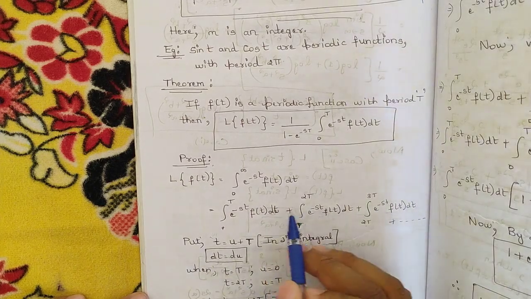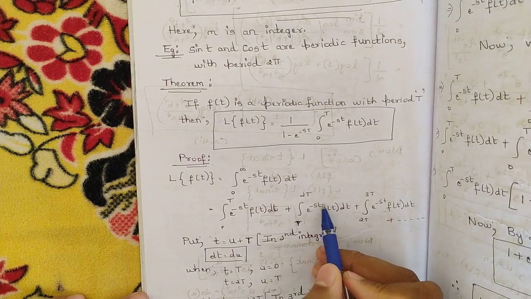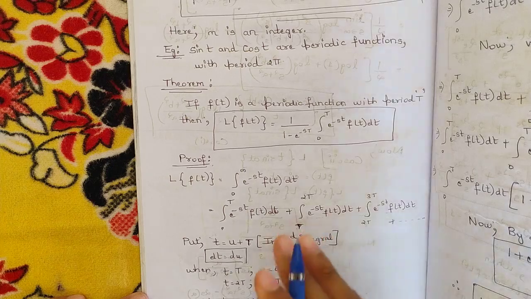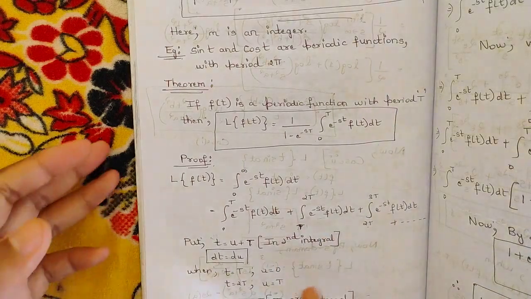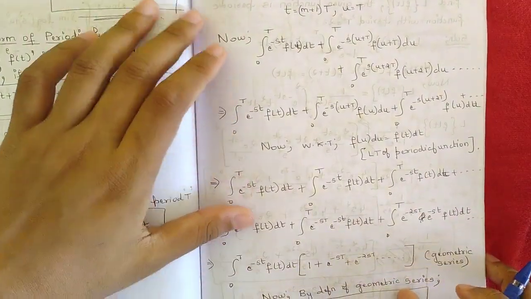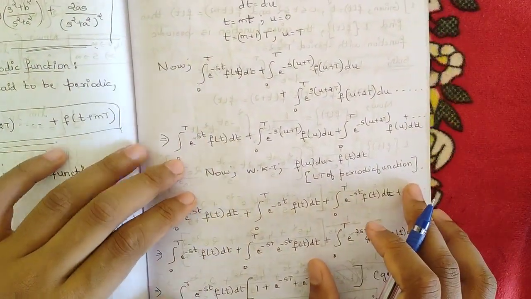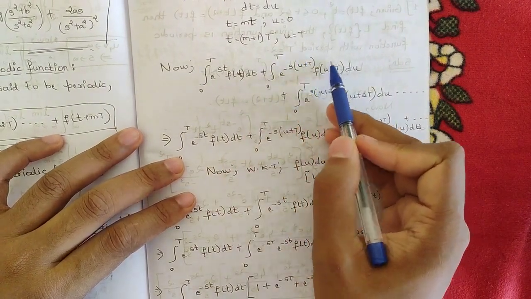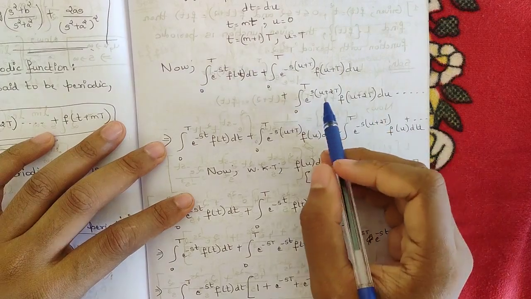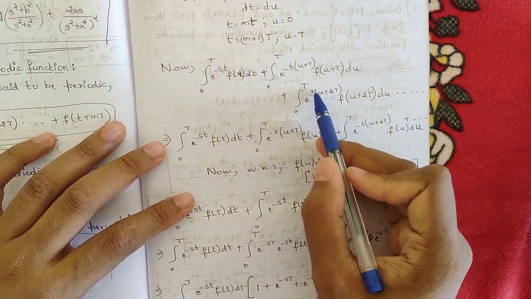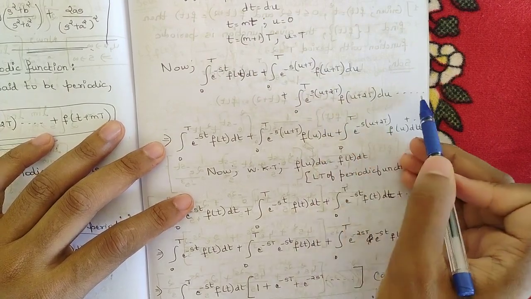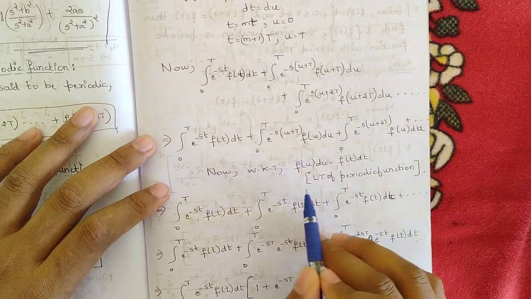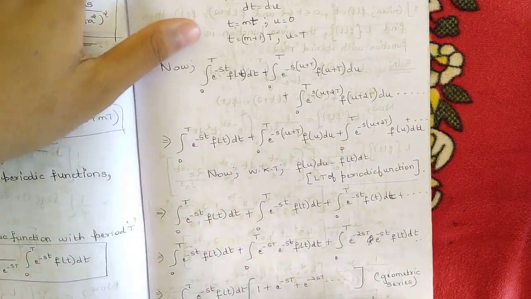That is, in order to represent in the u domain, in place of t you should be putting u plus T. For the next integral you should be putting u plus 2T, next u plus 3T, and so on. Okay, so do those changes here according to the question. See here, in the second integral, in place of t I have written u plus T, f of u plus T du. Here also e to the power minus s (u plus 2T), f of u plus 2T du, and it goes on. Now we know that f of u du is equal to f of t dt, that is the Laplace transform of a periodic function.